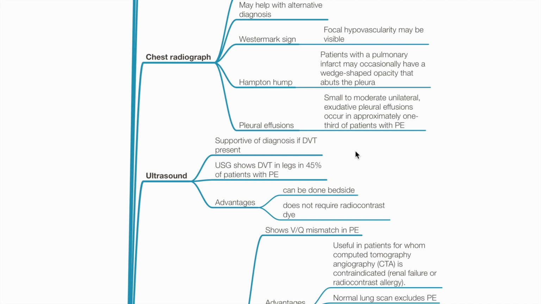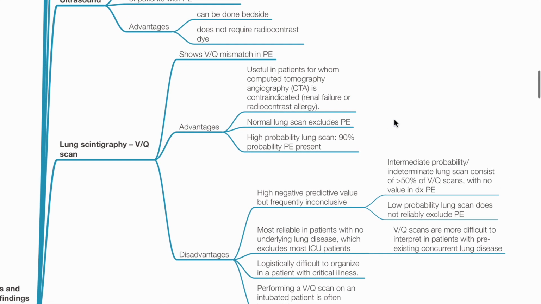Ultrasound showing DVT in legs is supportive of the diagnosis of PE, which is positive in 45% of patients with PE. Ultrasound can be done bedside and does not require radiocontrast dye. VQ scan shows VQ mismatch in PE. Advantages: it is useful in patients whom CTPA is contraindicated, such as in renal failure or radiocontrast allergy. Normal lung scan excludes PE. High probability lung scan, 90% probability of PE is present.